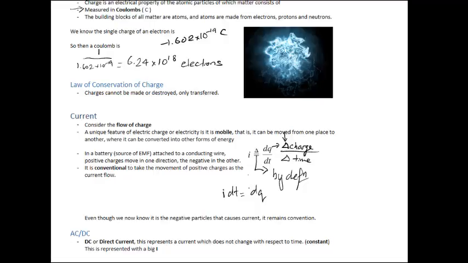In a battery attached to a conducting wire, a battery is a direct current source, which we'll talk about in a second. And this is essentially a source of EMF. When we attach this to a conducting wire, the positive charges will move in one direction and the negative charges will move in the other direction. So we can have something like this. This is essentially a cell, and just think of cells as batteries, a source of power, a source of energy, or a source of EMF which allows current to flow.